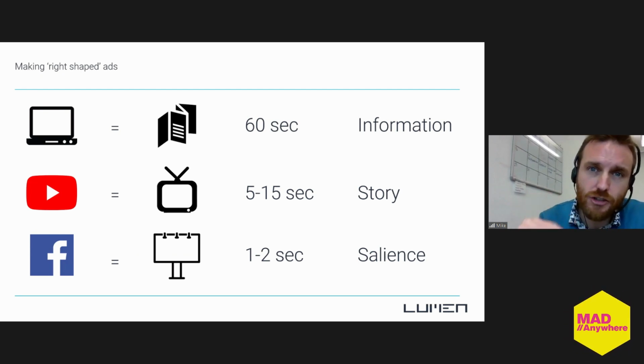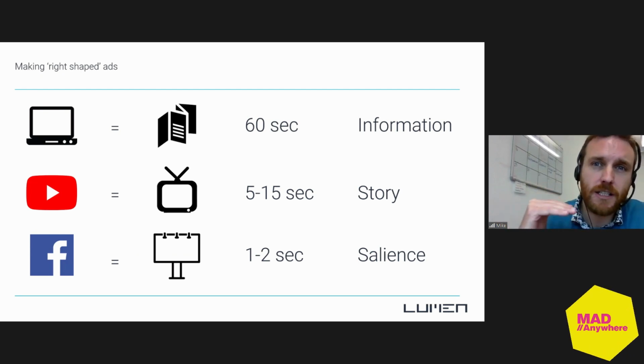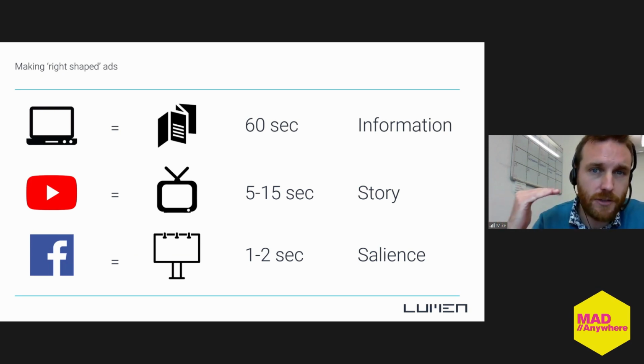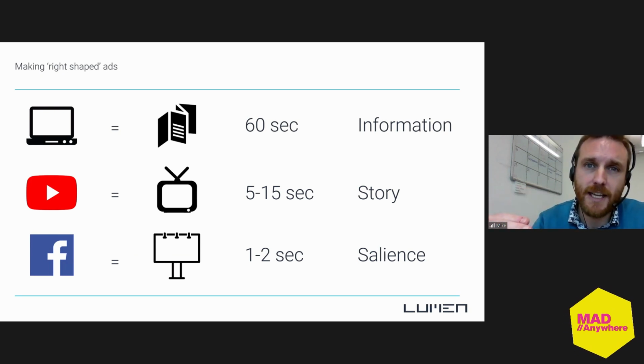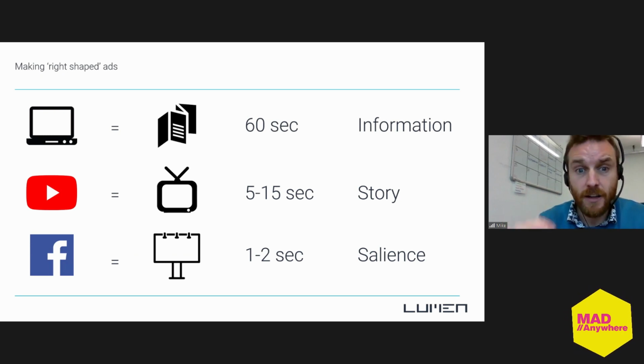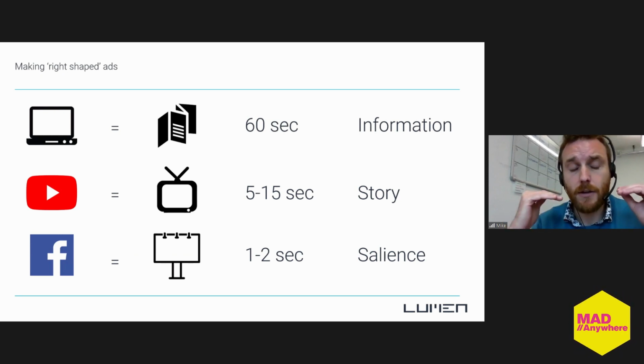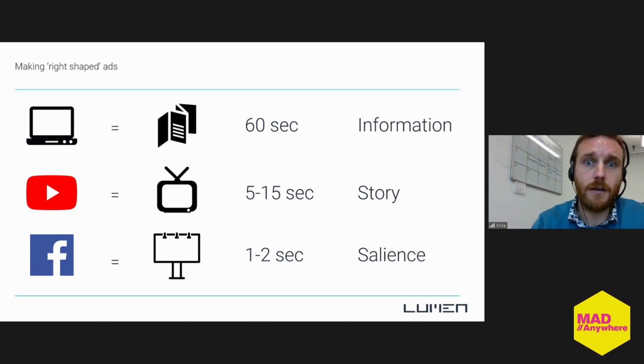So you should try and treat these media in different ways. Don't try to put tons of information in your YouTube ads. Don't try and tell astonishing stories in your Facebook ads. You should think of Facebook like posters, YouTube like TV, and your website like a leaflet.